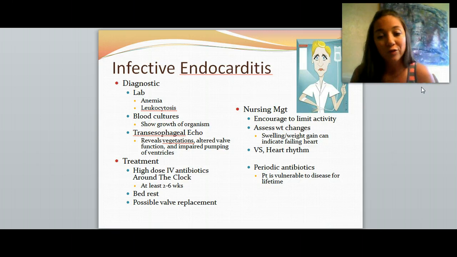For the rest of their life, they're going to have to be on periodic antibiotics because the patient is vulnerable to this disease for the rest of their life. This is something that they can get into remission from, but they do need to be aware that this is a lifetime struggle from here on out, that they need to make sure that they're taking the antibiotics and that they're staying on top of their health status. And as soon as you see fevers or anything else, we want to check them out to make sure their heart is okay.